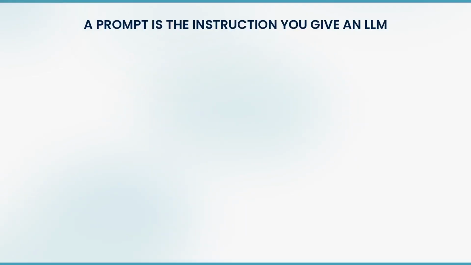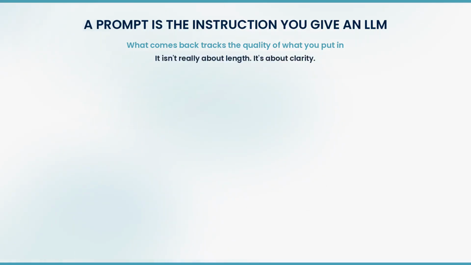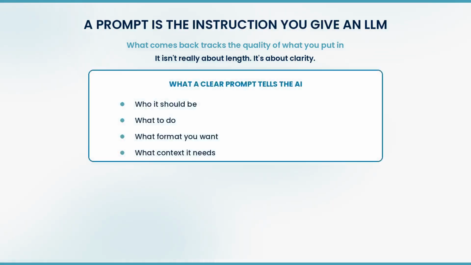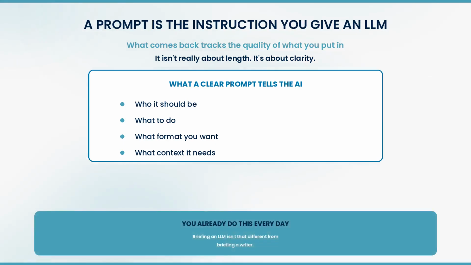A prompt is the instruction you give an LLM. When you type into Claude or ChatGPT, that message is your prompt. The quality of what comes back almost always tracks the quality of what you put in. Longer and more specific tends to beat short and vague, but it isn't really about length. It's about clarity, telling the AI who it should be, what to do, what format you want, and what context it needs. Prompt engineering is a real job title now. You don't need to be an engineer to do it well. You need to be a clear communicator. Marketers are naturally good at this. You already know how to brief a writer, and briefing an LLM is not that different.